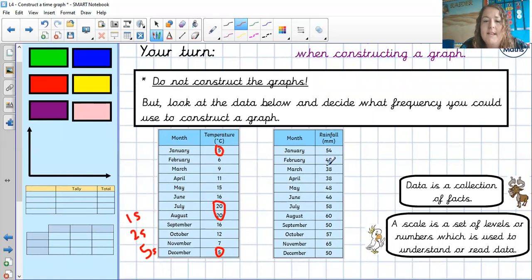Let's go on to the second one then. This time we have month and we have rainfall in millimeters. So looking at my numbers this time, I'm not sure 1s or 2s would be the best way to go, but let's again have a look.